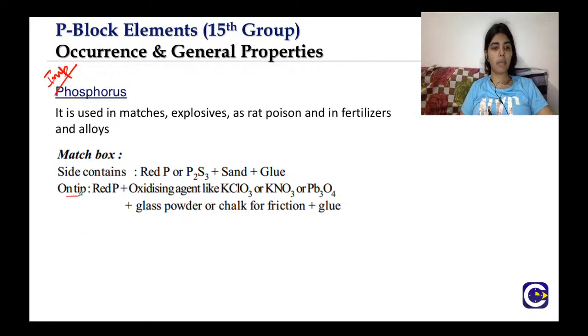While the tip of the matchstick consists of red phosphorus, oxidizing agents like KClO3 or potassium nitrate or lead oxide, and glass powder or chalk for friction, plus glue. So when you rub the tip of the matchstick on the side of the matchbox, friction is created, and due to that friction, the matchstick catches fire.